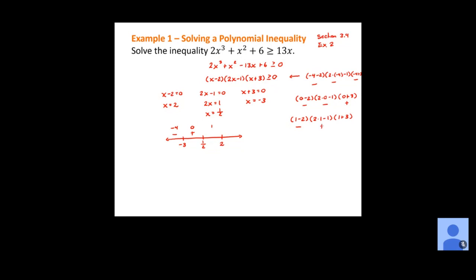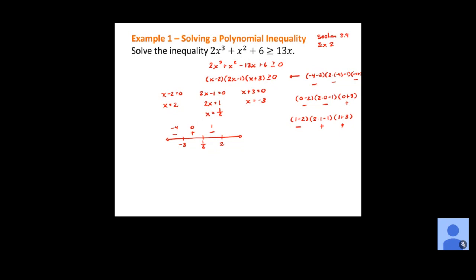That one's going to be positive. And then 1 plus 3 is positive. So overall, this one should be negative. Good. We only have 1 negative. That's an odd number of negatives, so that should be negative overall.